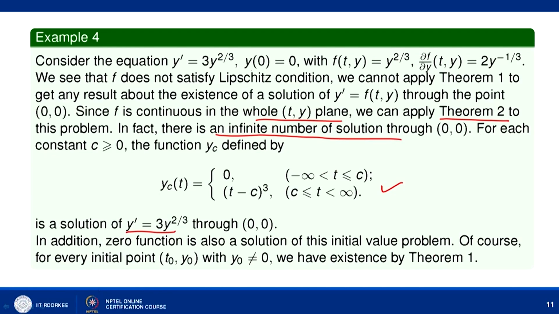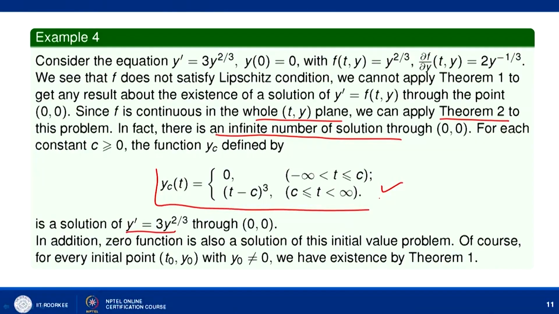So if you look at this y(0) equal to 0, this initial condition is creating a problem for this initial value problem. If we replace y(0) by some non-zero number, then we can apply our existence and uniqueness theorem, and we can say that it has a unique solution. So if we consider y naught not equal to 0, we have a unique solution in a rectangle where y naught is not equal to 0.